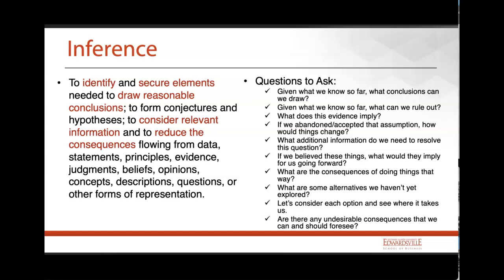What are some alternatives we haven't explored yet? So alternative explanations, alternative assumptions. Let's consider each option that we have in front of us with some detail and figure out whether these different options lead us in different directions and these different assumptions lead us in different directions. Are there any undesirable consequences that we can see and should foresee? So are we really allowing ourselves to think about the worst case scenario that could happen with a basic assumption?